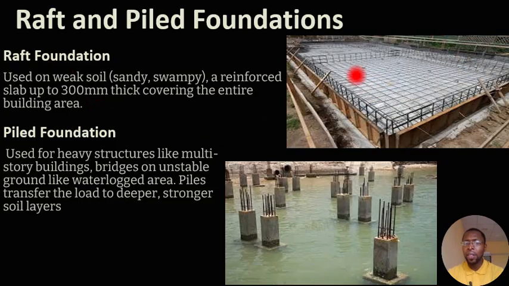It covers the entire building area where the building will be raised. You use the slab to cover it because this place is swampy, so you cannot afford to leave any space open, to avoid the water or the swampy content coming out from the center. So there is need for the slab to cover the entire area so that the building can be properly erected. This is an example of a raft foundation. You could see all of this covered with the slab. That's where the building will be raised.